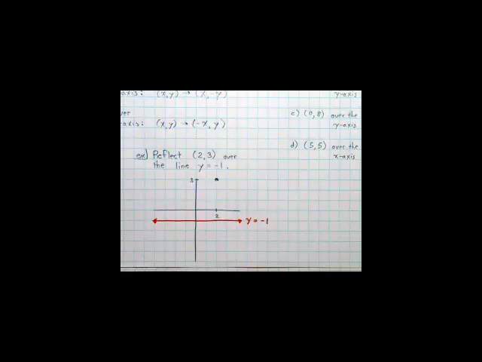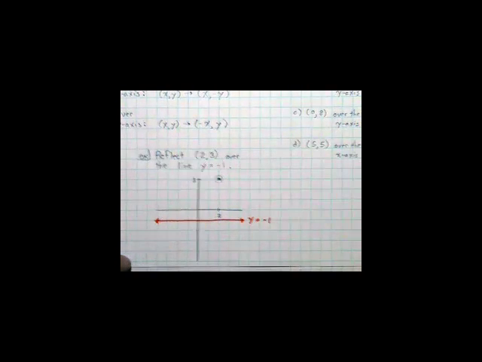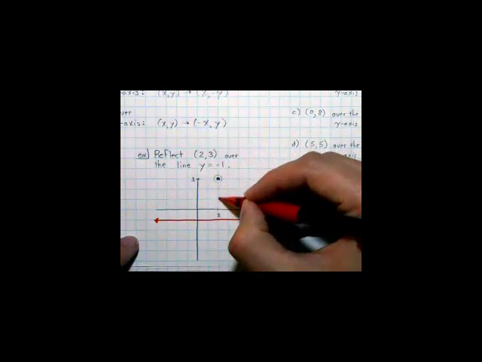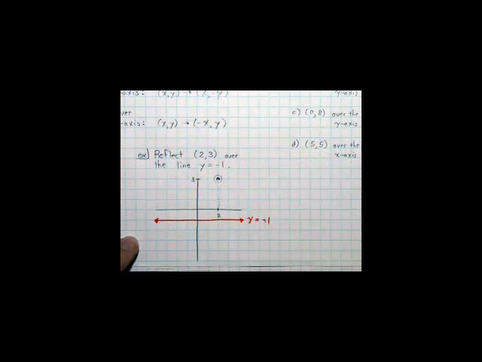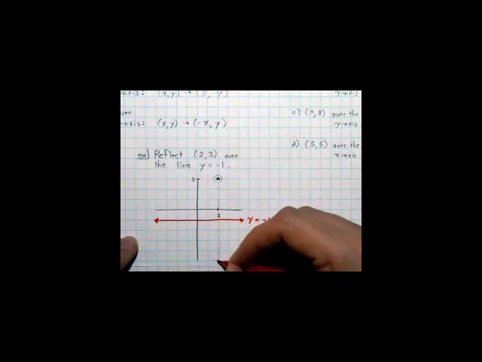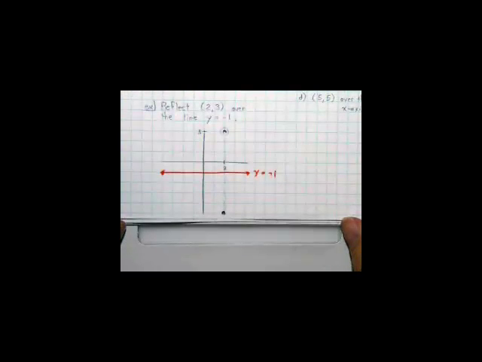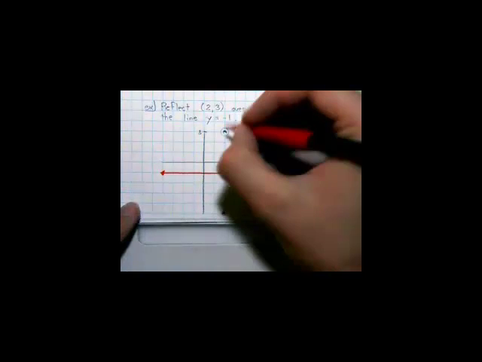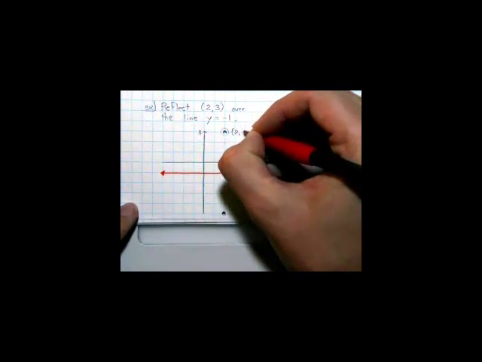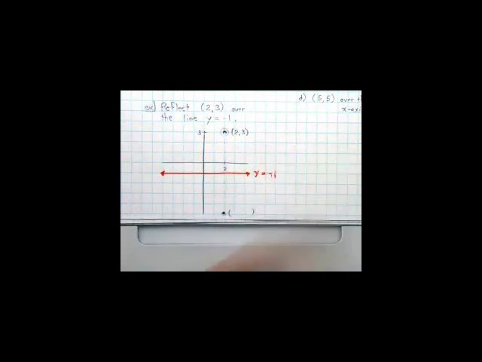But the concept's still the same though, right? You take this point, count down to that line, 1, 2, 3, 4, and then I have to go 4 on the other side of it. 1, 2, 3, 4. So my image is all the way down there. And what are the coordinates of that new point? Our first point was 2, 3. But where are we now if I went all the way down that far? 2, negative 5.